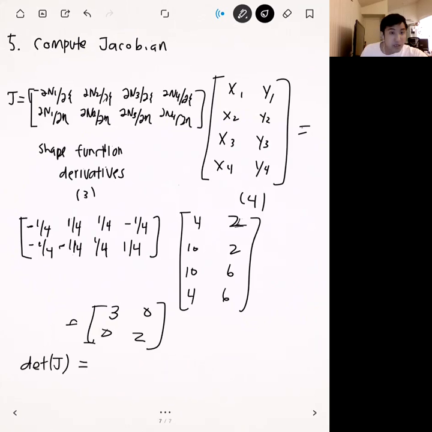And then the one that we're really going to need here is the determinant. In this case, the determinant is pretty easy. We're just going to take this multiplied by this, and so we get 6. And so our determinant of the Jacobian here is going to be 6. That's going to be our conversion factor as we perform our integrals.